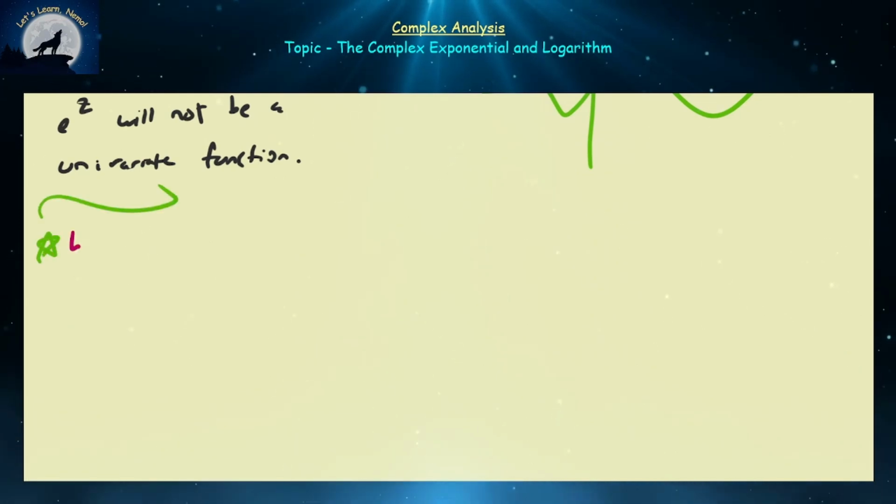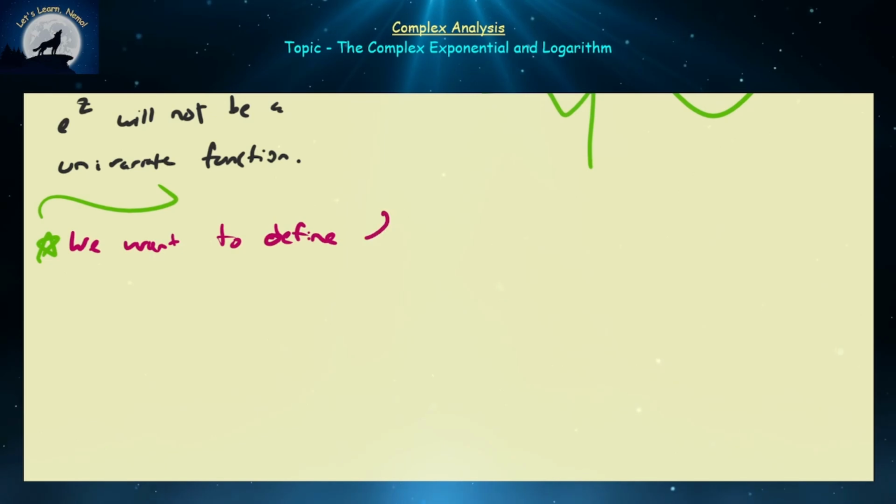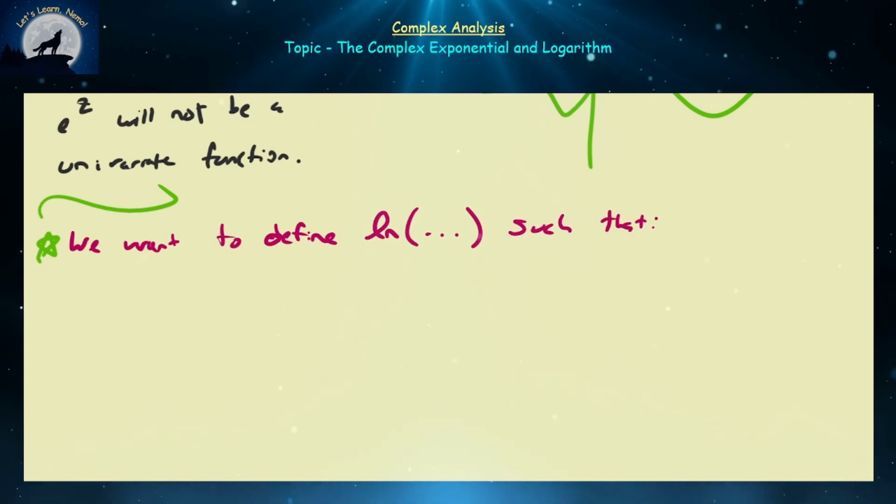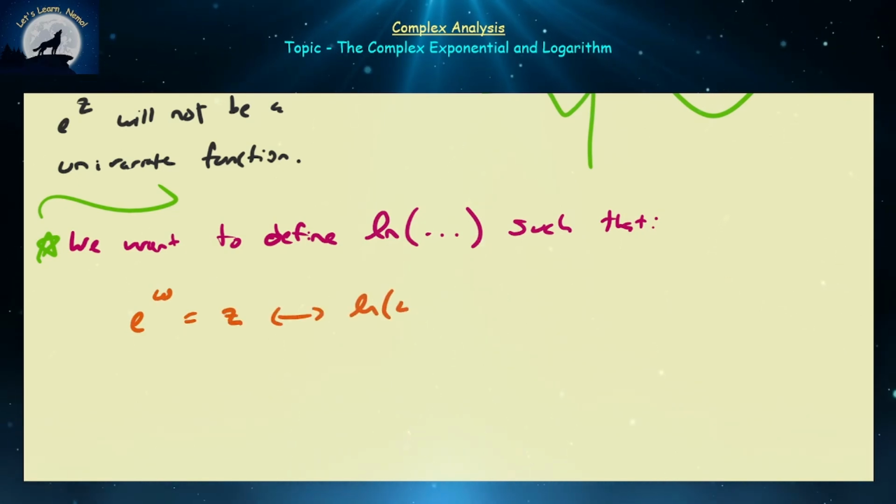So what do we want to do now? We want to define the inverse of the exponential. What was the inverse of exponentials in the real world? Well, that was obviously going to be the natural log function. So we want to define this function such that what is true? What type of properties do we want the log function to have? Well, if e to the omega is equal to z, then we would like the natural log of z to be equal to omega.